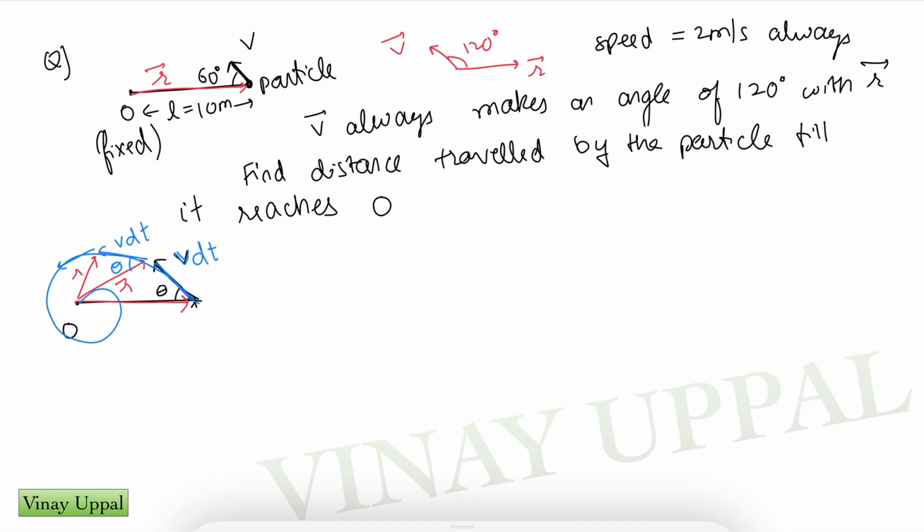So this is just a diagrammatic representation of what is going to happen. I have obviously magnified the v dt displacements. In reality, they will be infinitesimal, so it will be a smooth spiral. Okay, so how do we go about solving this question?